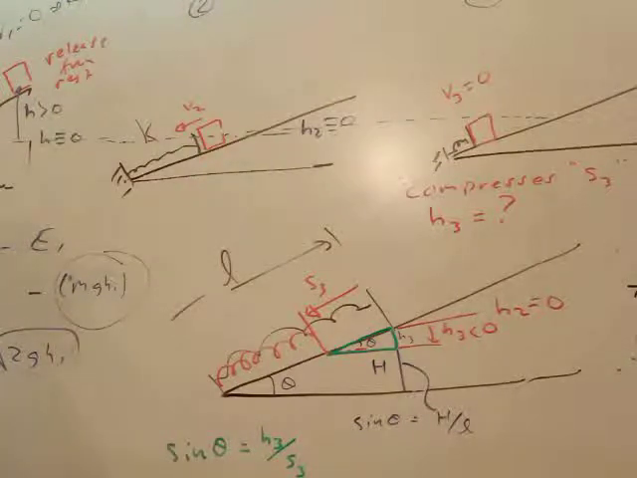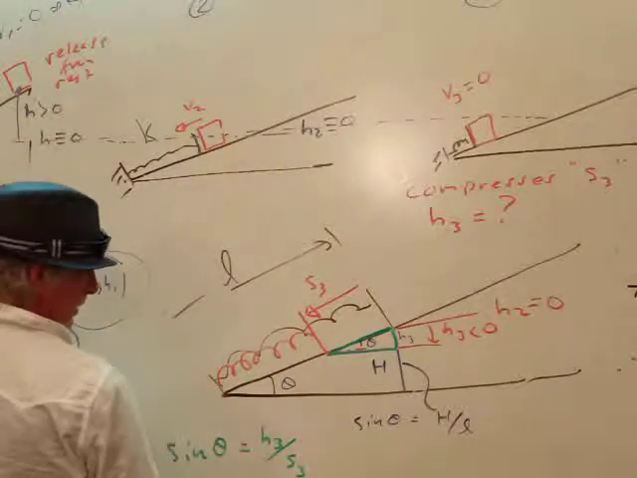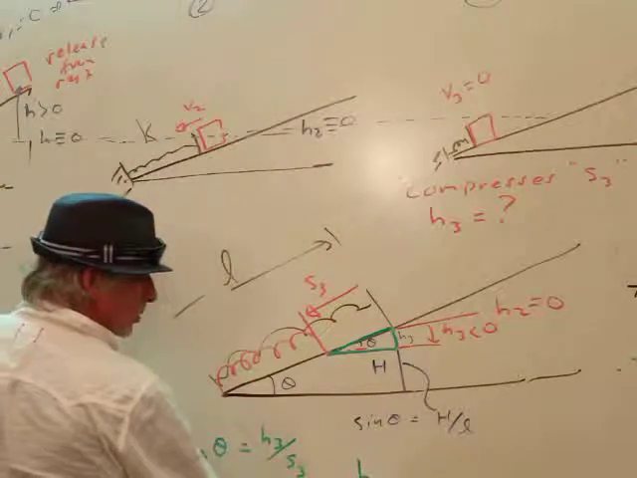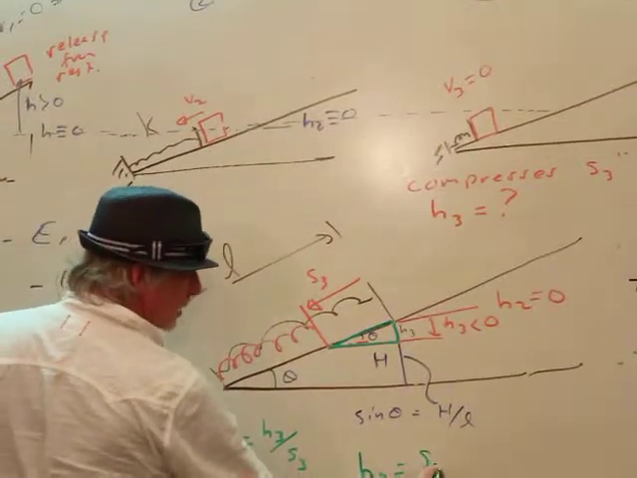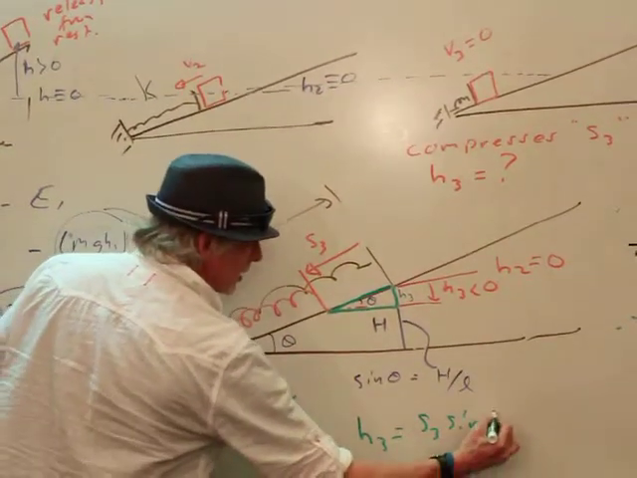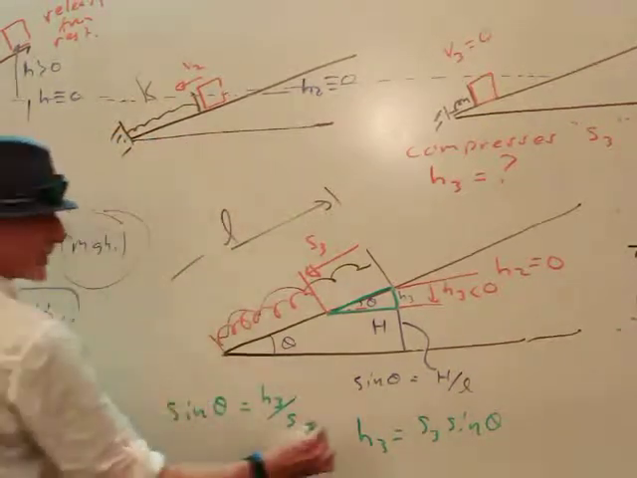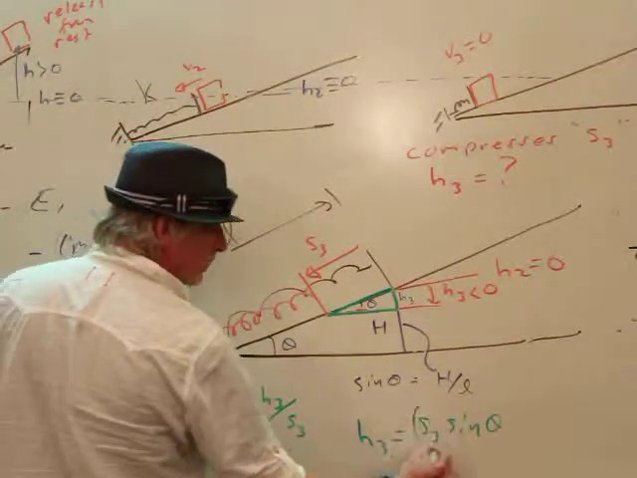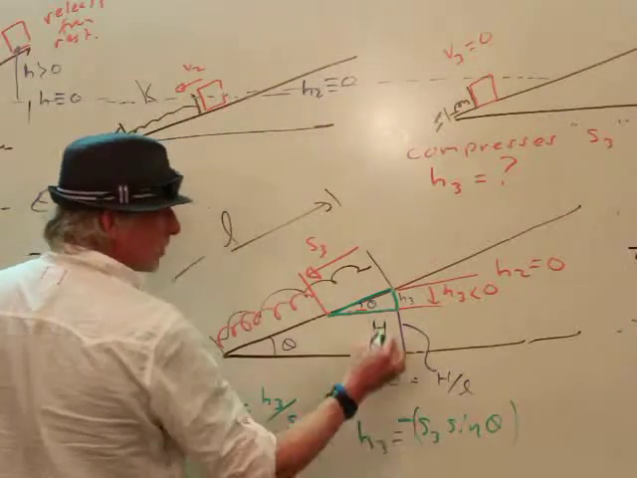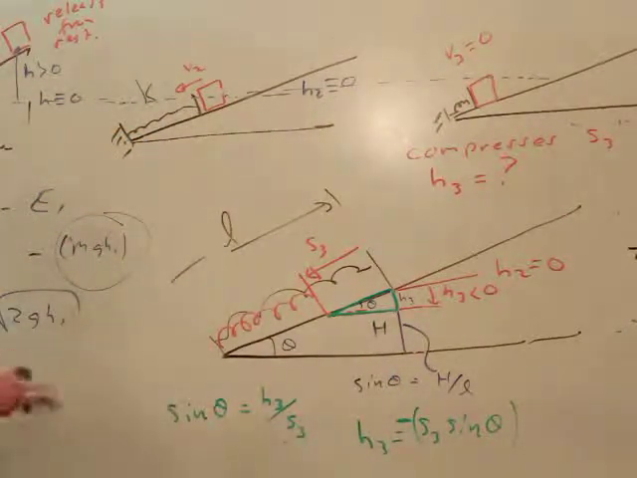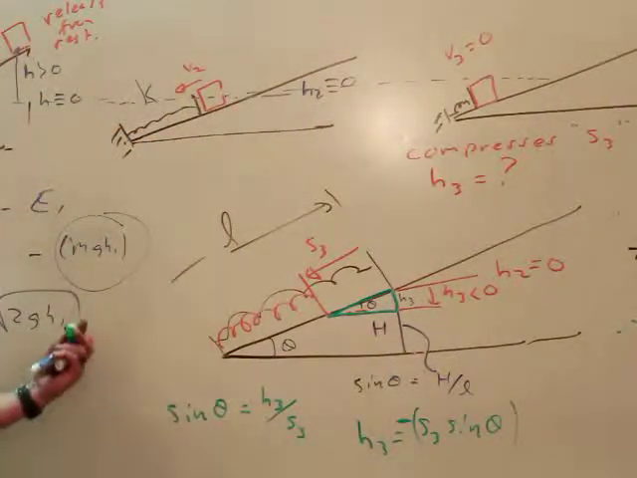So they're related. I don't know, and H3 is equal to S3 sine theta. But remember, it's negative, so if you're taking those as positive, make sure you throw a negative in there because of that, right? And then where's it go? MgH3, you throw it in there.